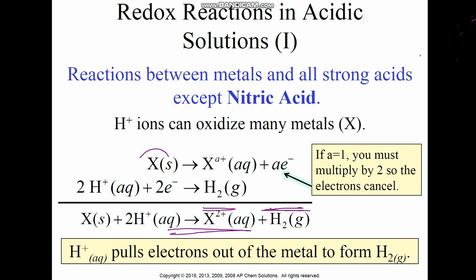Here, this X is going to represent every single metal being reacted with a strong acid. That X is any metal being reacted with every acid except for nitric acid. That's the only one that does not work here. The metal is always going to lose electrons, and the hydrogen is always going to gain electrons.